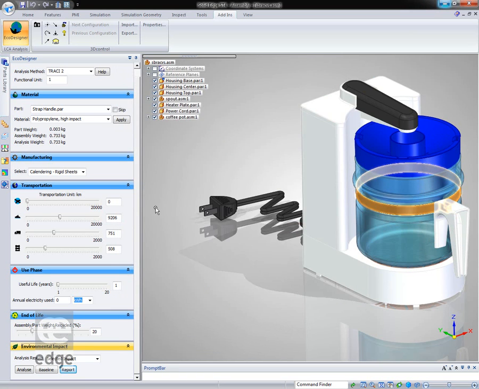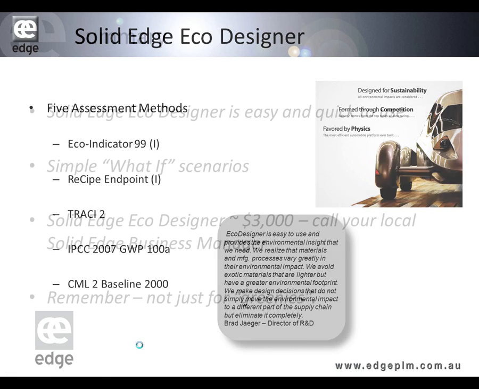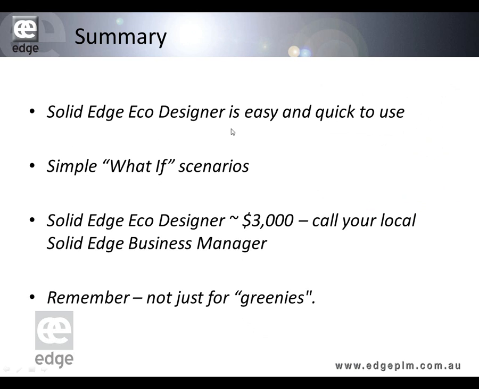So you can see it's pretty easy to use, and it's very flexible, and it makes you think about your individual materials and processes and where things are coming from. So you might say, well, is it better to manufacture it in Australia rather than China or wherever? And really break this thing down. It's quite surprising what you might find out. Okay, back to my slideshow. So you saw that it's easy and quick to use. It sits inside the Solid Edge user interface. It's all familiar, and you can do lots of very simple what-if scenarios.